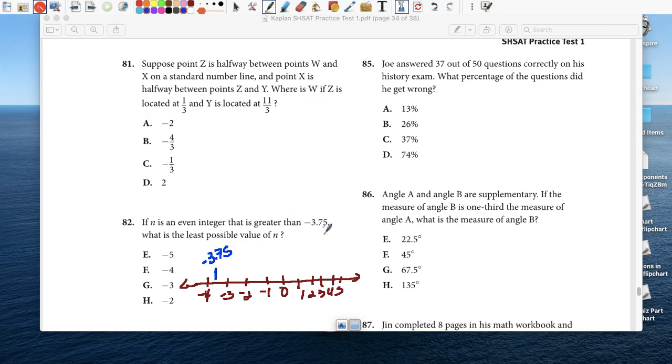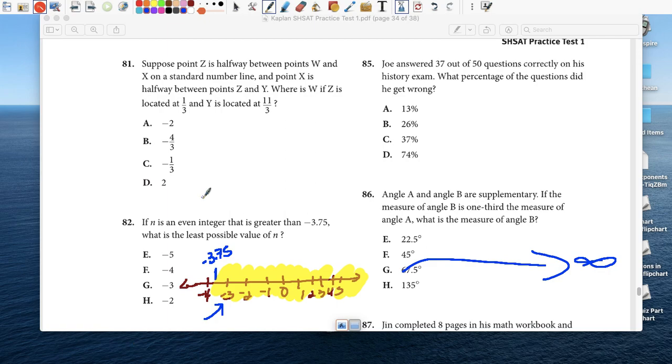So if n is an integer greater, I'll shade this side. Any integer on this side could be n. What is the smallest possible value? If it's greater, it could be negative 3, negative 2, negative 1, 0, 1, 2, 3, 4, 5, 6, 7, 8, 9, 10, and again, forever and ever. Out of all the integers on the shaded part, all the way to infinity, which one is the smallest?